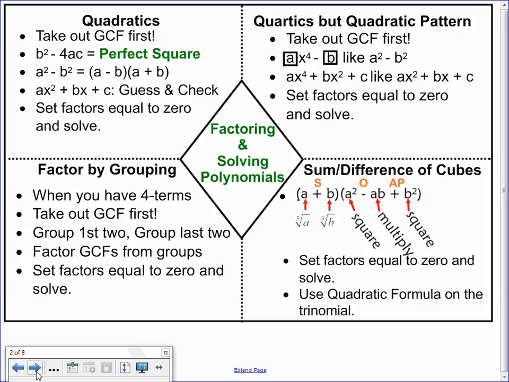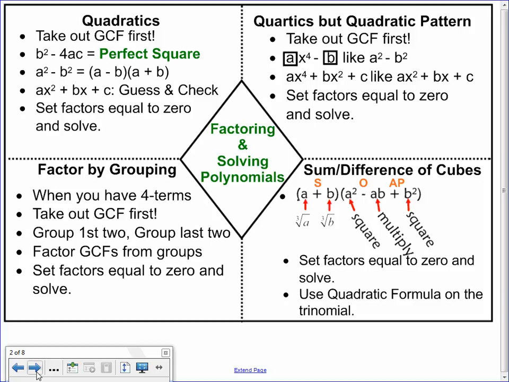You also have quartics, but they act like quadratics, right? Because you have an x to the fourth. So instead of x and x, it's going to be x squared, x squared. Okay, so quartic, what's that mean? X to the fourth. So they act like this, but instead of x and x, you have an x squared and x squared.